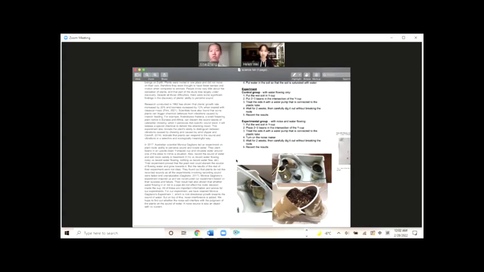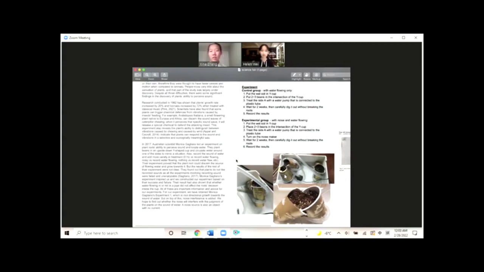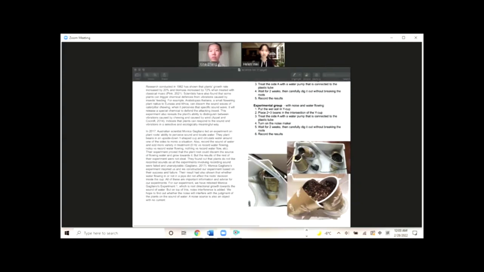In 2019, Australian scientist Monica Gagliano led an experiment on bean roots' ability to perceive sound and locate water. They planted beans in an upside-down Y-shaped cup and circulated water around one of the sides. Their experiment proved that the plant roots could discern the sound of flowing water and grow toward it. But the results of the rest of their experiment were not ideal. They found out that plants do not like recorded sounds, as all the experiments involving recorded sound were unanalyzable.